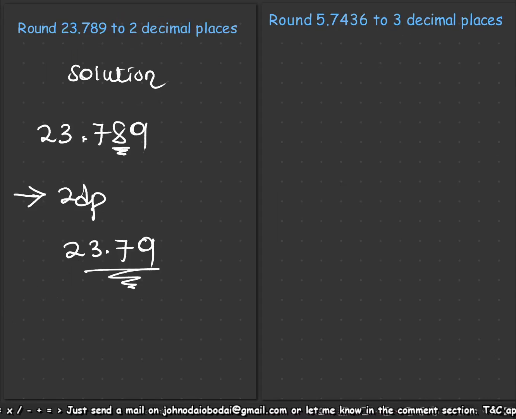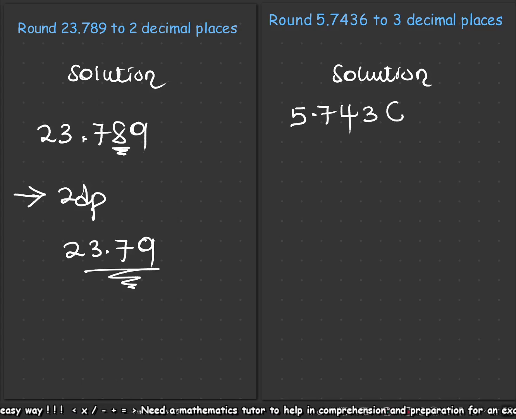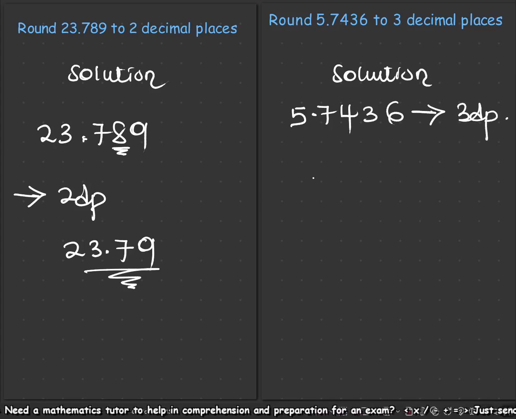Okay, so our next question here is asking us to round 5.743 to 3 decimal places. And 3 decimal places could have also been said as round to the nearest thousandth, with a th at the end. I'm putting emphasis on that so that you do not confuse it with thousands. So we are rounding to the nearest thousandth or to 3 decimal places. Our number is 5.7436, and we are rounding it to 3 decimal places.